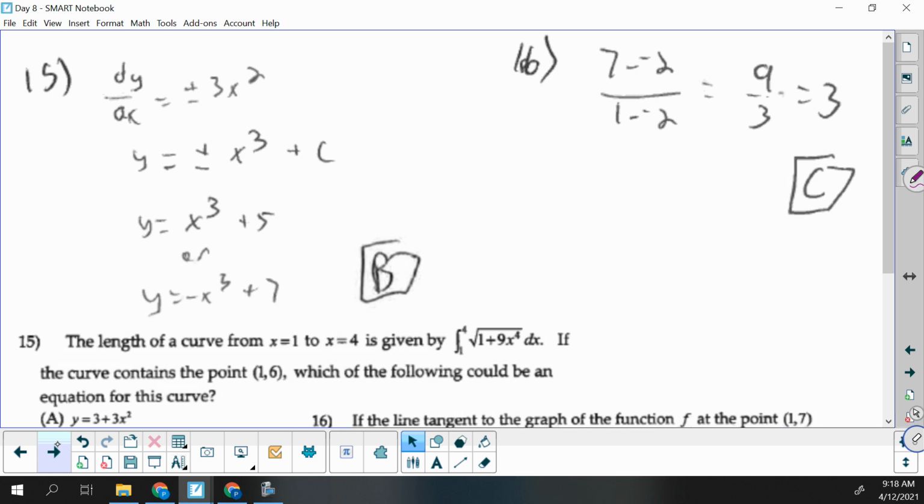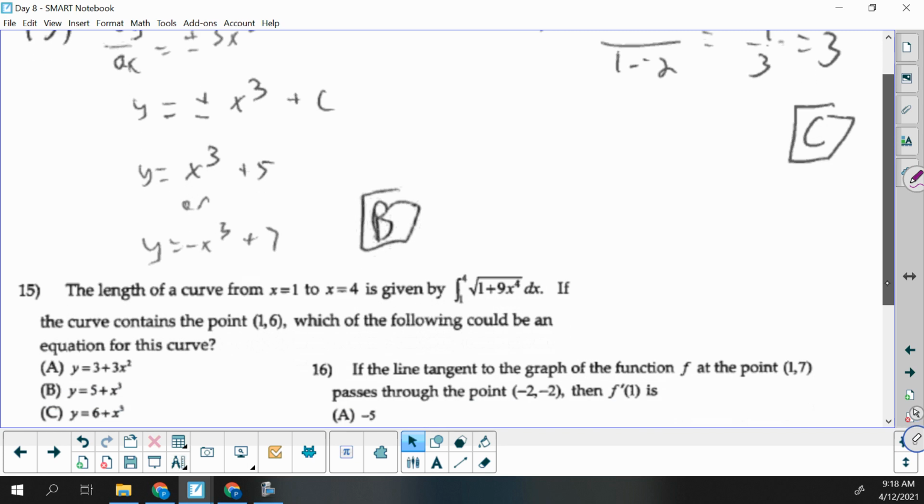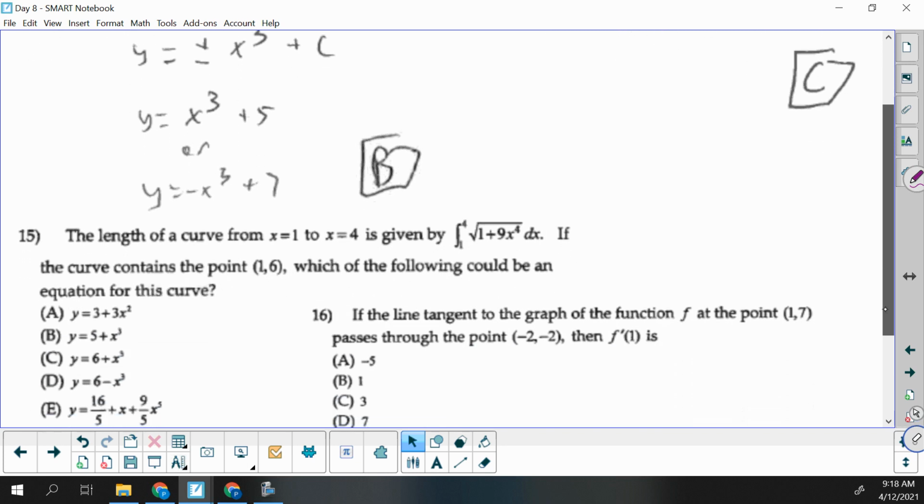So for 15, there were a couple different ways we could do this. One, under our radical, that's the derivative squared plus 1. So the derivative squared must be 9x to the 4th, meaning our derivative, our dy over dx, has to be plus or minus 3x squared. Take your antiderivative, you get x cubed plus c. And if we sub in our point 1 comma 6, our c would have to be either plus 5 if we had the positive x cubed or plus 7 if we had the negative x cubed. So based on the choices, B is the one that we have.